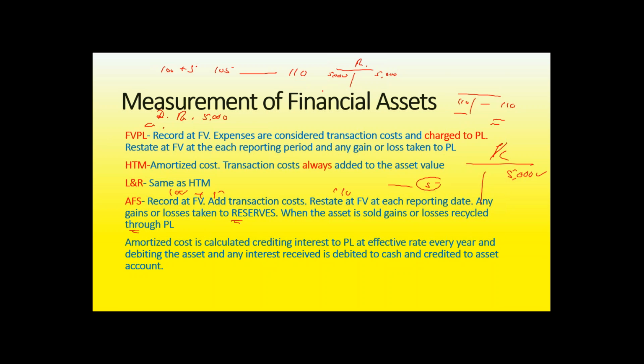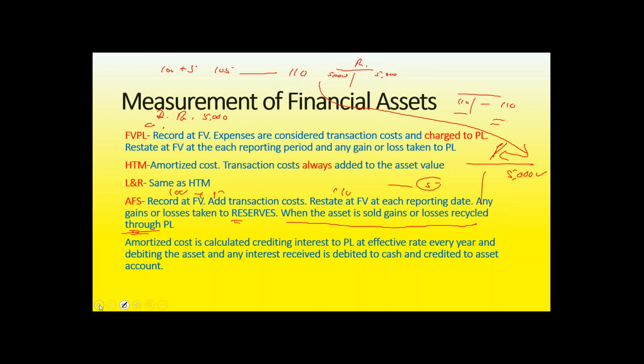So that's the subsequent measurement. As you asked me, when will it be recognized? When the asset is sold. The moment the asset is sold, the reserve will be recycled to the P&L. It will be taken from the reserves and credited to the P&L. So you do this journal entry to take it to the P&L. You debit the reserve account and credit the P&L. You have to close the reserve account because it's no longer a reserve account now.